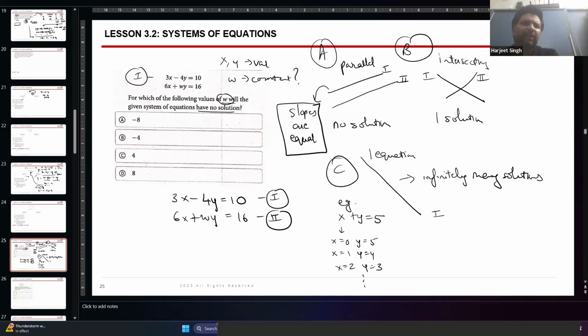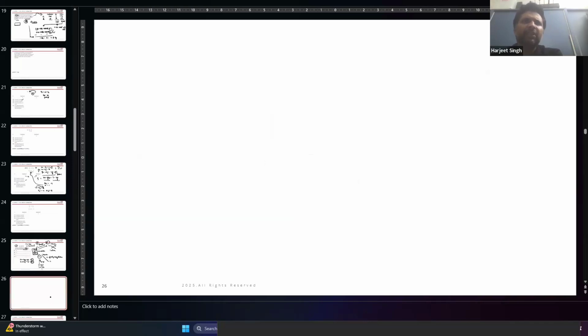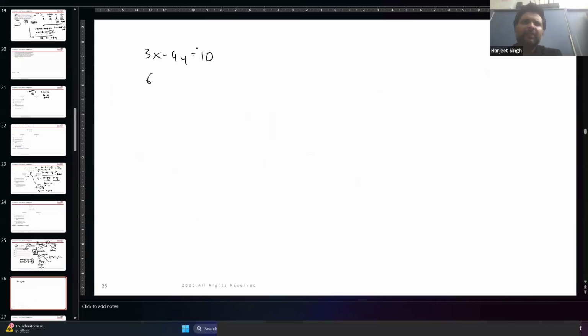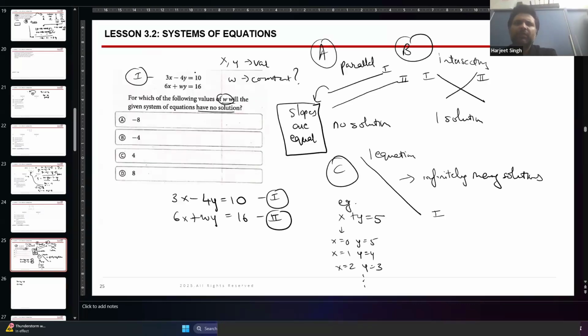Slopes are equal, correct? So if the slopes are equal, all that I have to do is, can I say what is the slope for... so there are two ways of solving this. Okay, I might want to take another slide here. So 3x minus 4y equal to 10. 6x plus wy equal to 16.